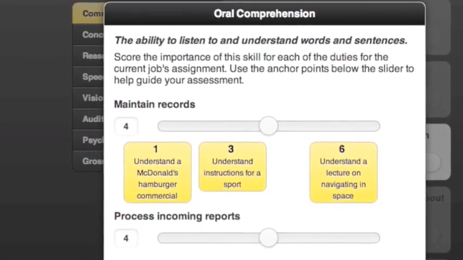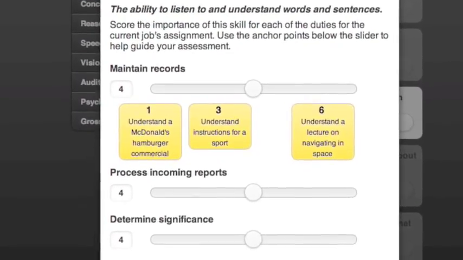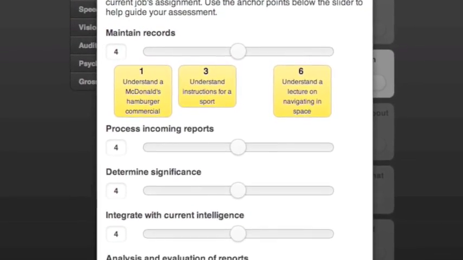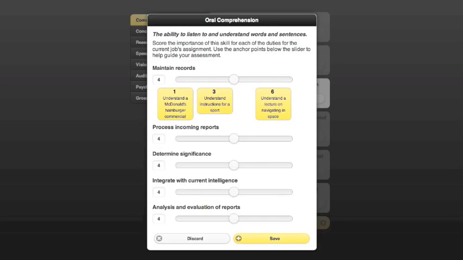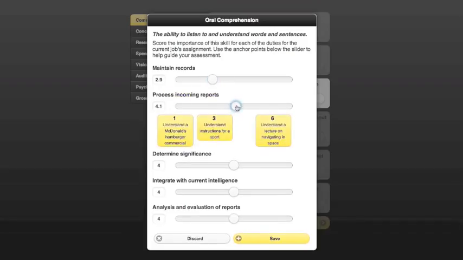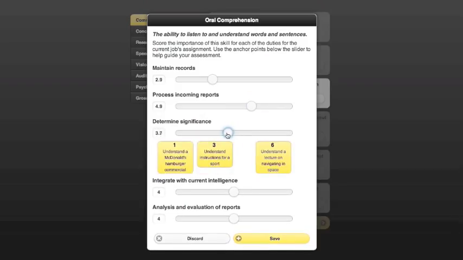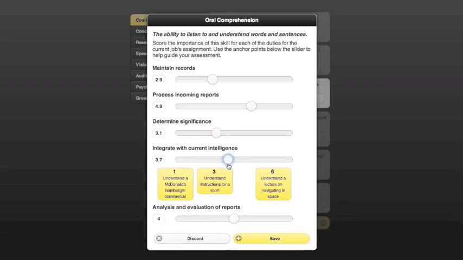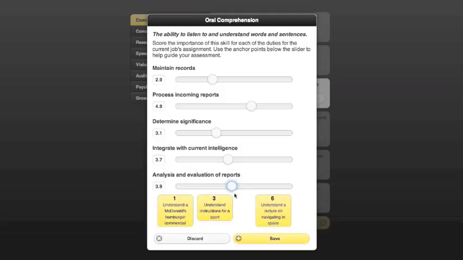Once it is determined that a particular aptitude is required, a subjective rating scale rates how much of the aptitude is required. In other words, how demanding is the task in terms of the required aptitude. The subjective rating scale ranges from 1 to 7 with 3 behavioral anchor points to guide the evaluator. For instance, for oral comprehension, 1.2 might mean the ability to understand a TV commercial, 3.5 might mean the ability to understand instructions for a sport, and 6.3 might mean the ability to understand a lecture on navigating in space.